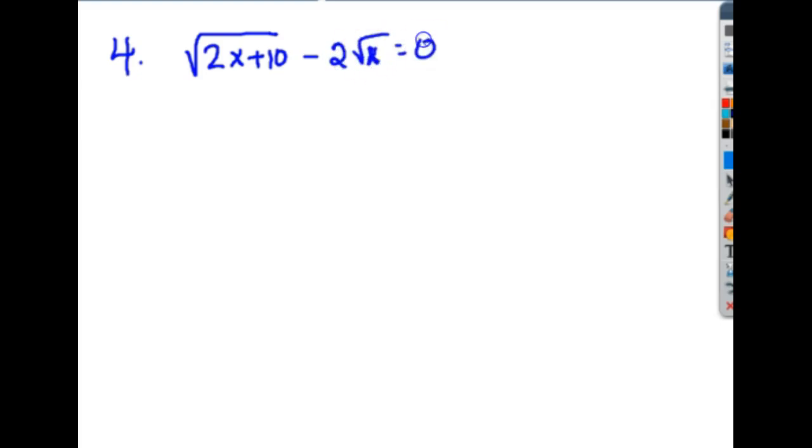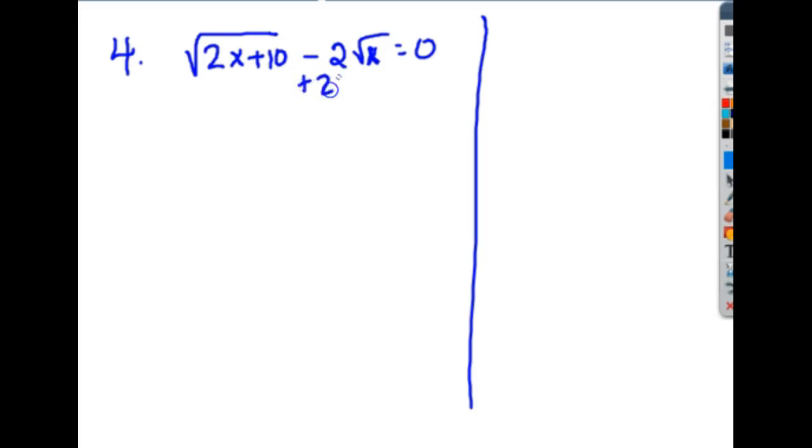Problem number 4 on your homework paper. How many radical signs does it have? Okay, it has 2 radical signs. If you have 2 radical signs, you need to get one radical sign on each side of the equal sign. I need to have this one over here.